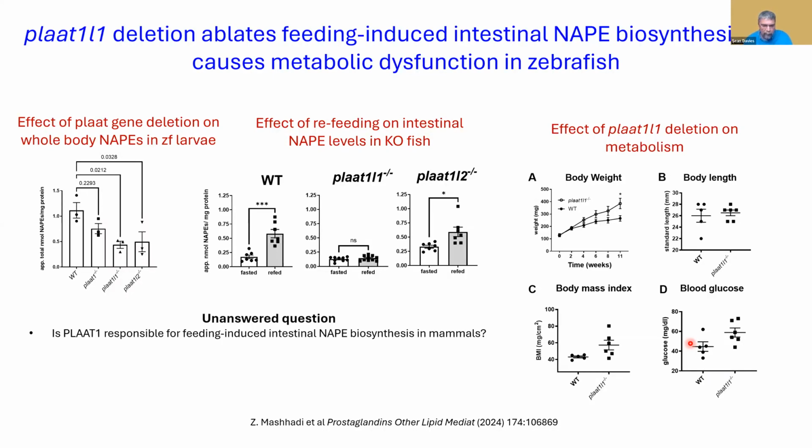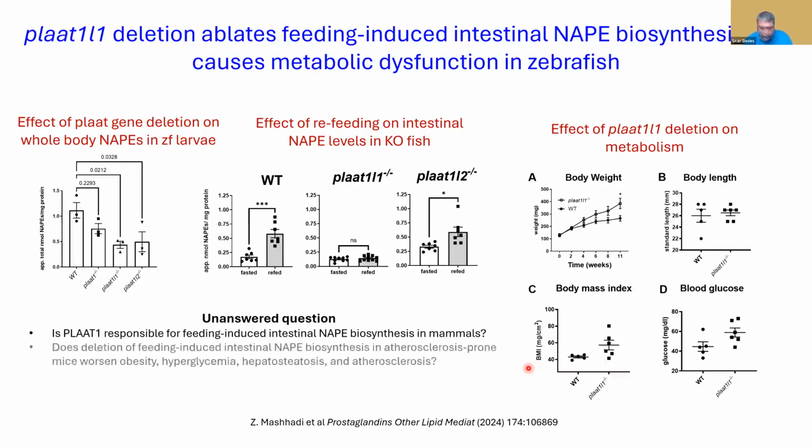But this leaves us with a lot of unanswered questions. Is plat 1 the N-acyltransferase responsible for the feeding-induced biosynthesis in mammals, or is it some other enzyme? And if we were to do these in atherosclerosis-prone mice, would we see increases in the various diseases? So we don't know the answer.